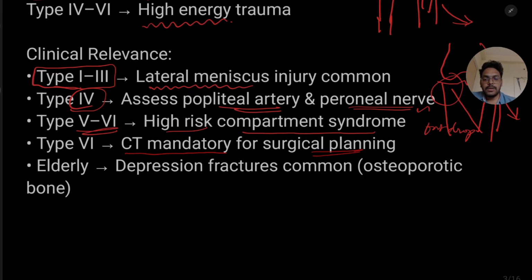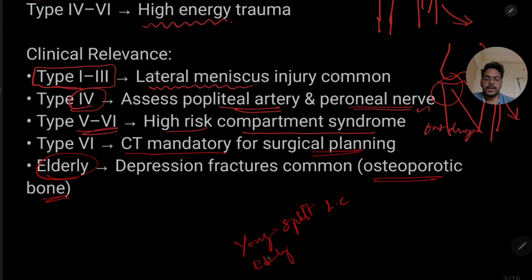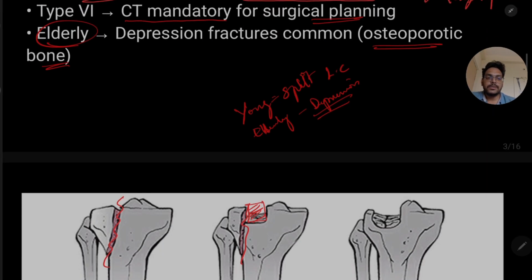And mainly the depression fracture occurs in the elderly because of osteoporotic bone. If it is a young adult, then there is more chance of split fractures. In young adults, lateral condyle split fractures are more common. In the elderly, because of osteoporosis, depression fractures are more common. This is Schatzker's classification.